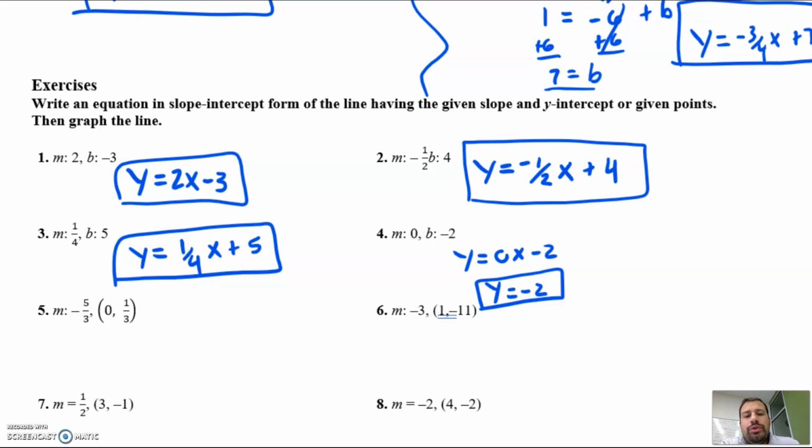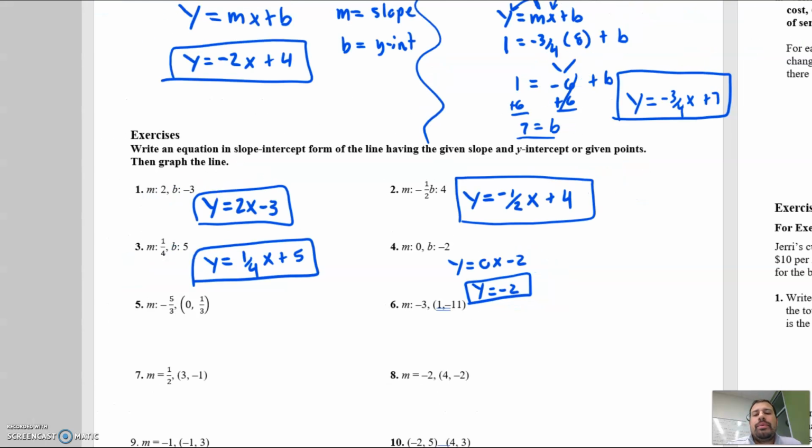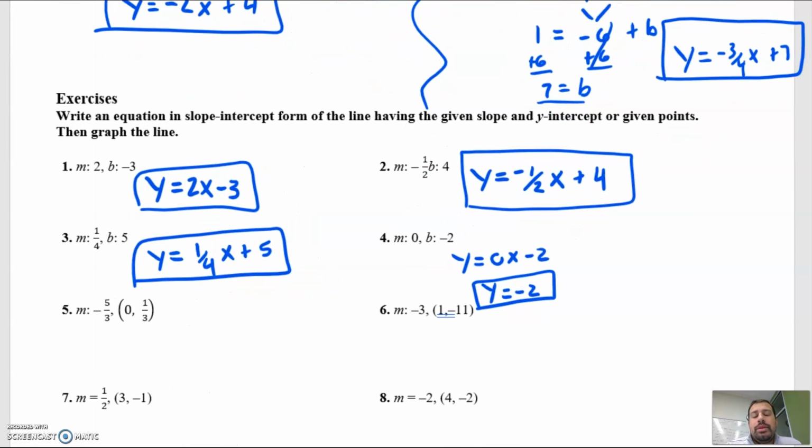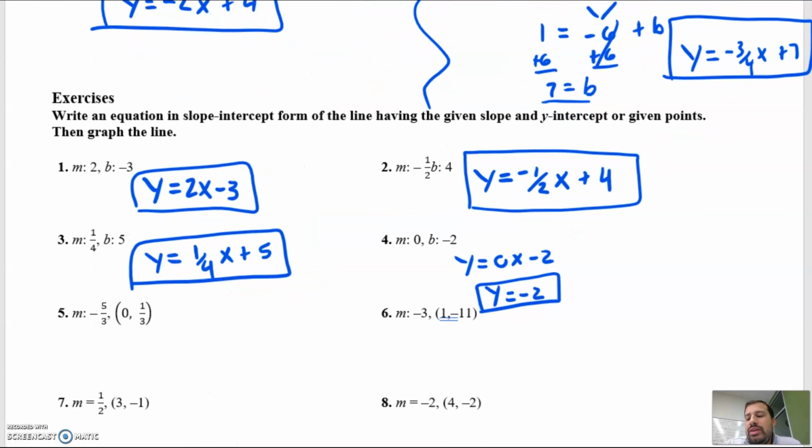I've completed 1 through 4. Hopefully you've had opportunity to go and check those. Take a look at my answers, compare them with yours. Those ones were like example 1 up top. Okay, so pretty straightforward. They had the m and the b, you just had to plug them in.